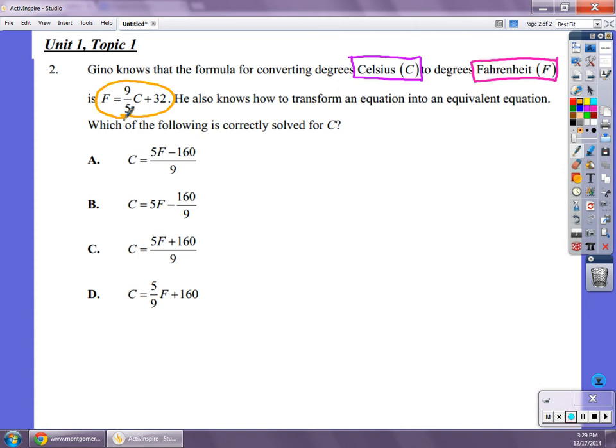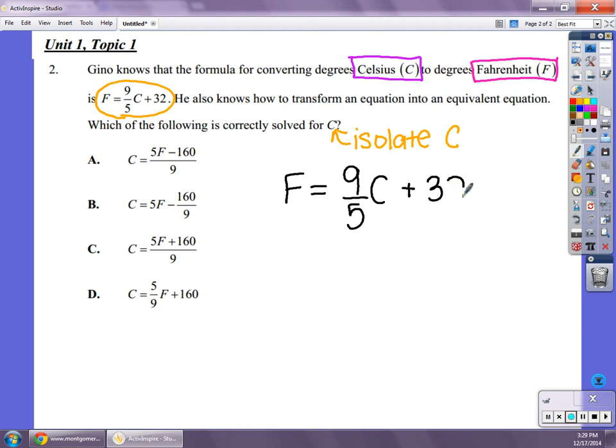Our goal is to solve for C. So this is another literal equation that we're going to be solving. And our goal is to isolate our variable C. And again, isolate means to get C by itself. So again, I'm going to rewrite this formula. F for Fahrenheit equals 9/5 of our degrees Celsius, C plus 32.